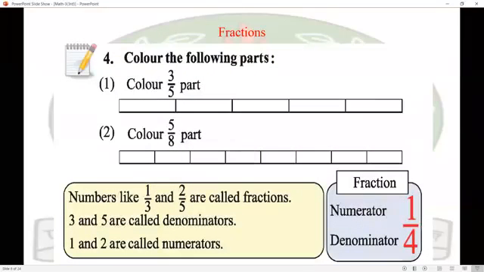Color the following parts. You have to color 3 by 5 or 5 by 8. You can see that this length is divided into 5 equal parts: 1, 2, 3, 4, 5. 3 by 5 means 3 parts of 5. So 3 parts of 5 may be from here to here. So anyone can color this part red, from here to here.